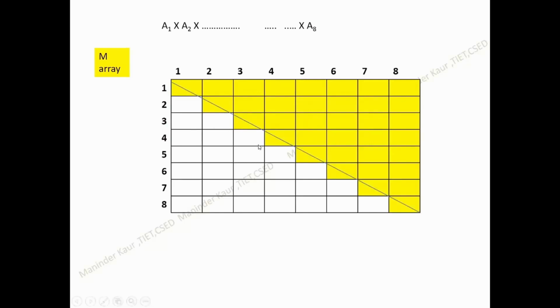Now, how will this algorithm proceed further? We will be entering the values diagonal by diagonal. That means first this diagonal's values will be filled. In the next iteration, the immediately adjacent diagonal will be filled, and then the next diagonal, and the next, and so on till the last value is filled. This last value is the minimum count of the number of multiplications required to multiply this chain of matrices.